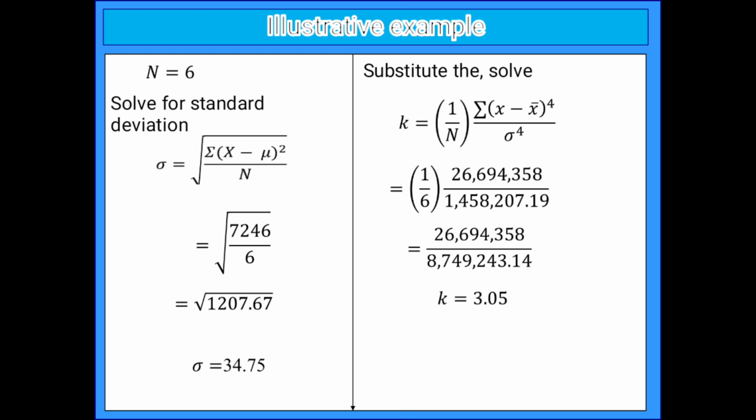It means that we get a value that is greater than 3. So if k is greater than 3, then the shape of our distribution is leptokurtic.